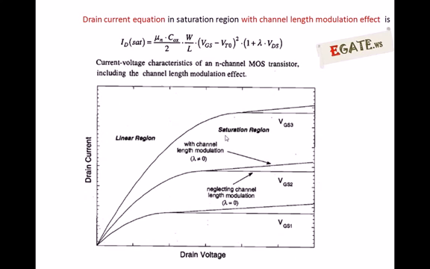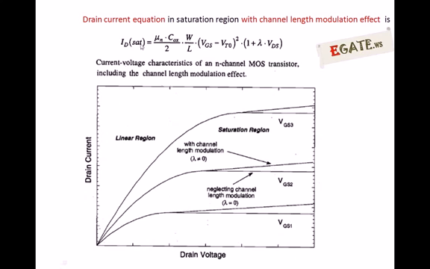Generally, we assume that drain current is constant under saturation region. That is true when the channel length modulation effect is neglected. Channel length modulation effect is modeled with the parameter lambda, which is treated as the channel length modulation parameter. If it is neglected, lambda value is 0. If it is considered, lambda is not equal to 0.